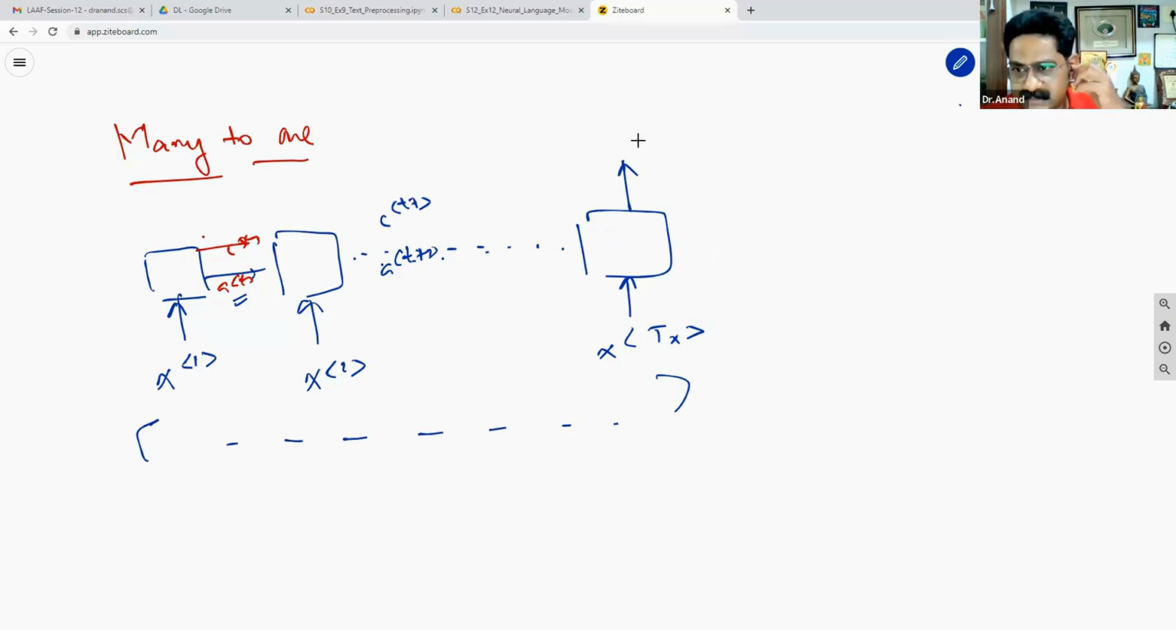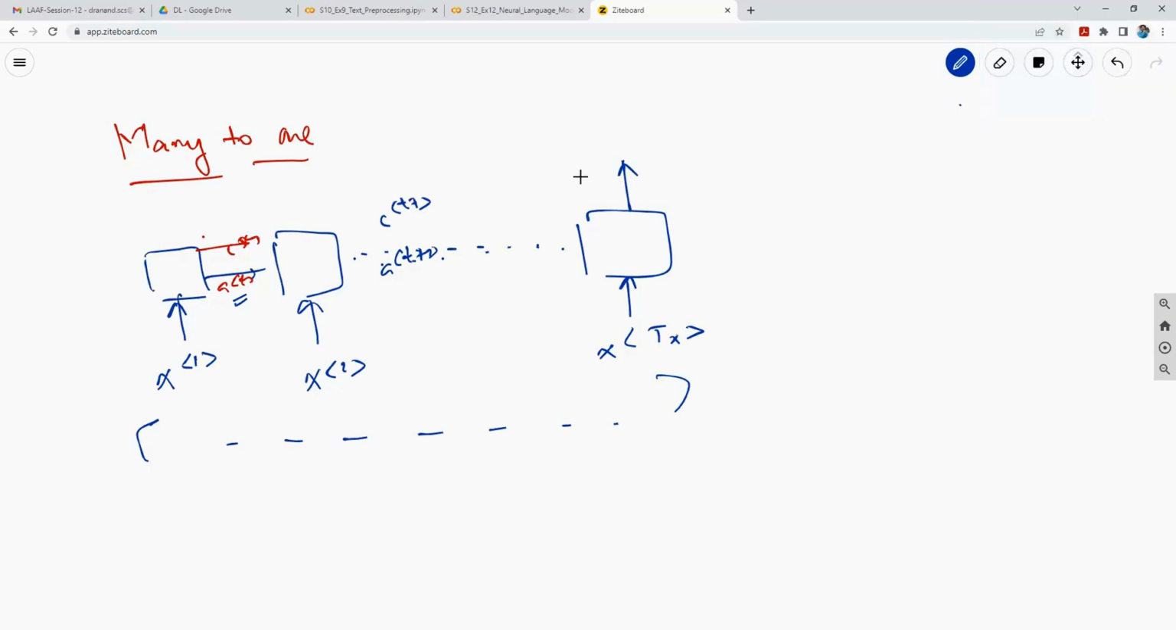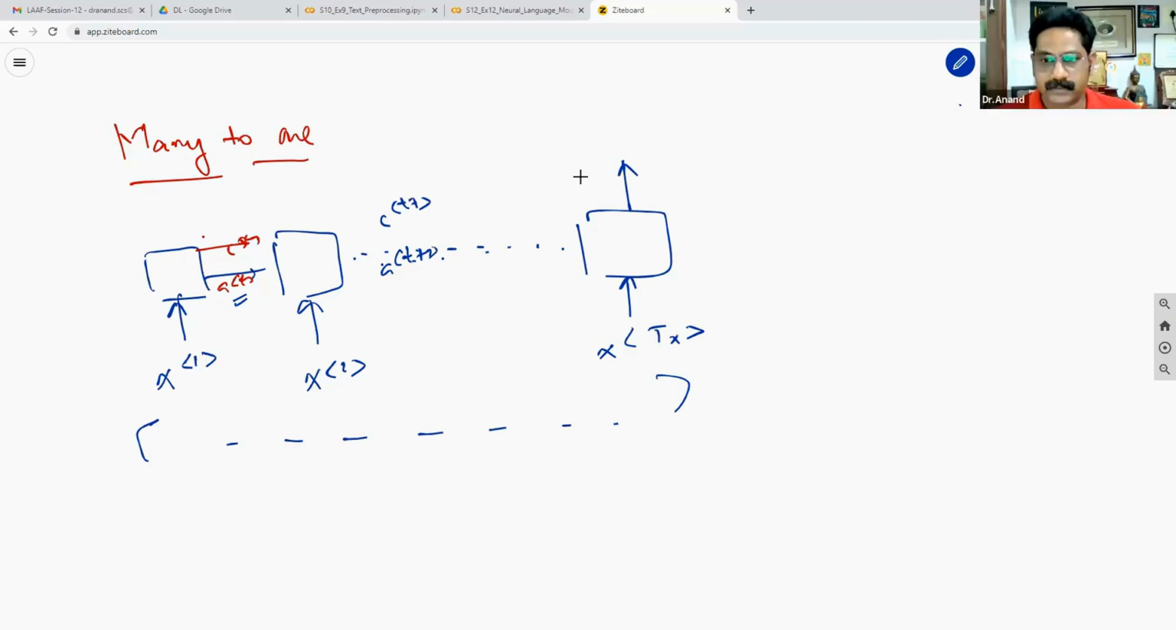Can you think beyond text? Can you think beyond text? See, this is the place you have to apply your creativity. Forecasting. Very good, forecasting.